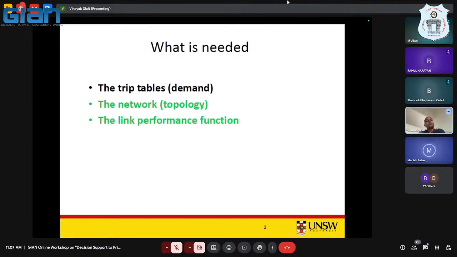Then the last one is the link performance functions. This is what you have calibrated for today. You can put that in for that time. The second thing you can do for the link performance function is to say that one thing we believe is autonomous vehicles are coming. We are going to have more electric vehicles. So the link performance function might change, and that is okay.